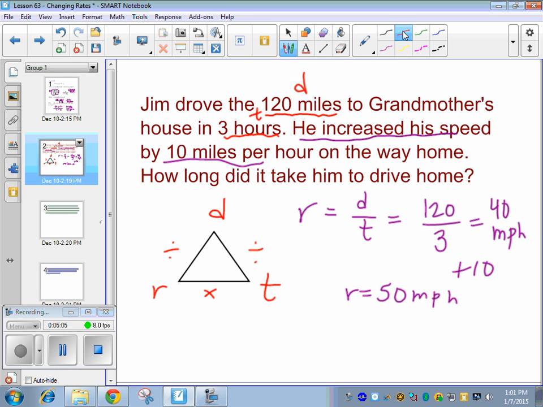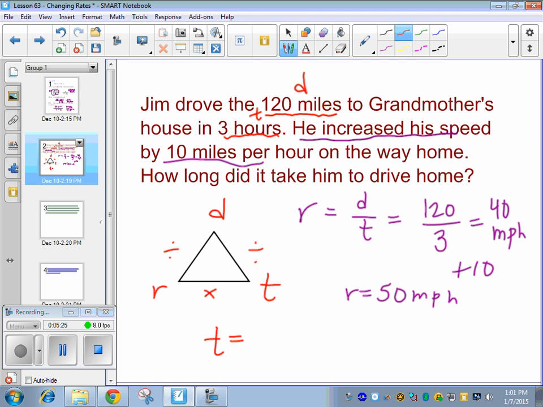Now, there's 2 parts to the problem, right? We had to first find the rate, my initial rate, and I had to add the 10, and now I have to answer the last question. How long did it take him to drive home if he's going 50 miles per hour? How long did it take him to drive home? How long means what variable? Time. So T is equal to what?